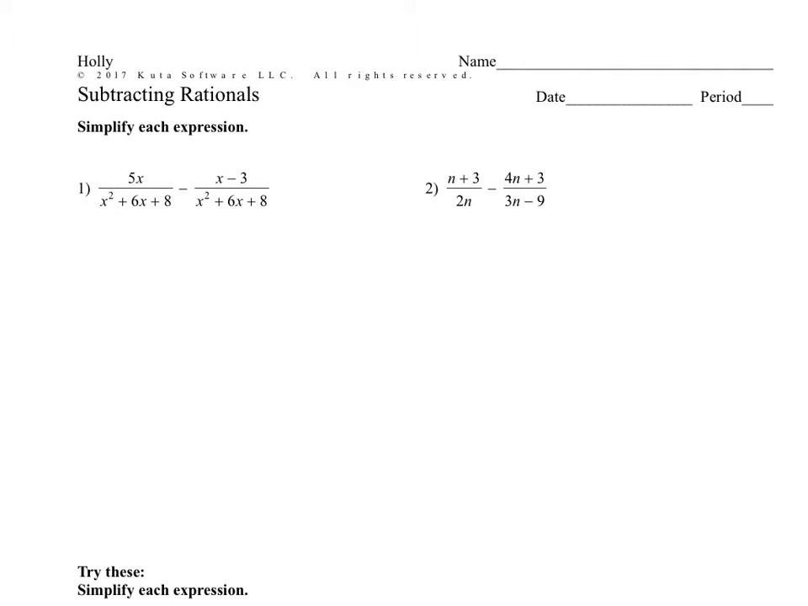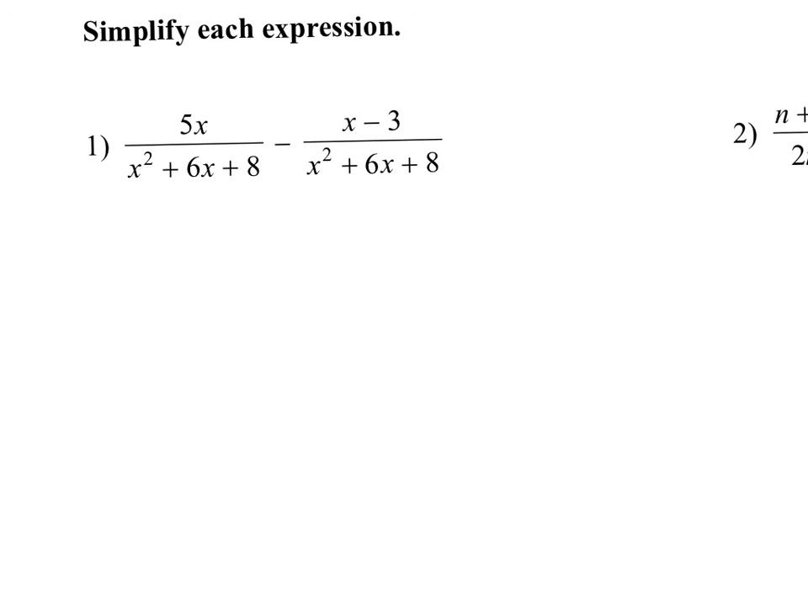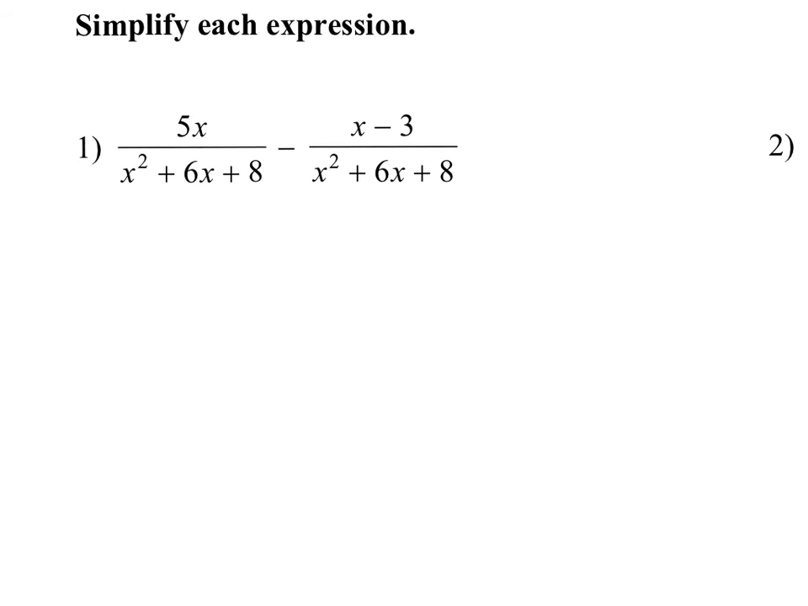All right, so for subtracting rationals, it's incredibly similar to adding, just like everything else. We are just taking extra care to do Miss Holly's favorite thing and distribute a negative. So for this first example, keep in mind you always want to check if they already have the common denominator.